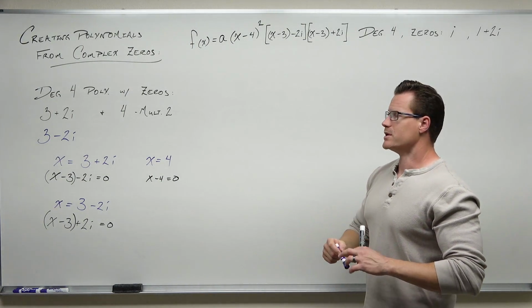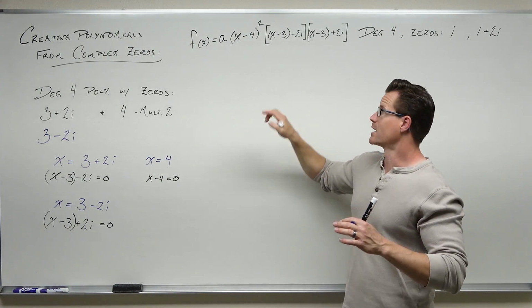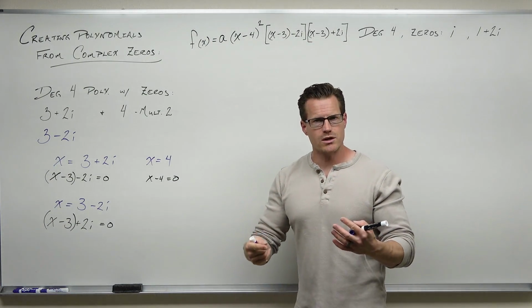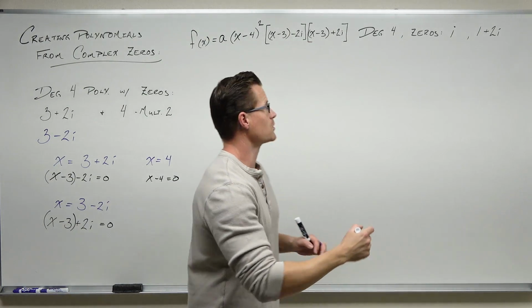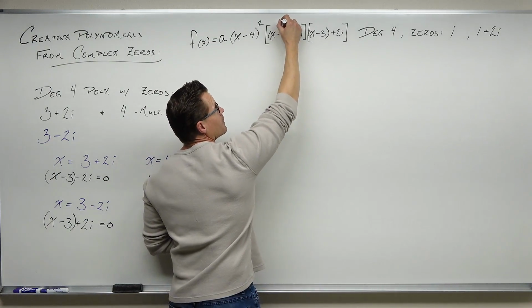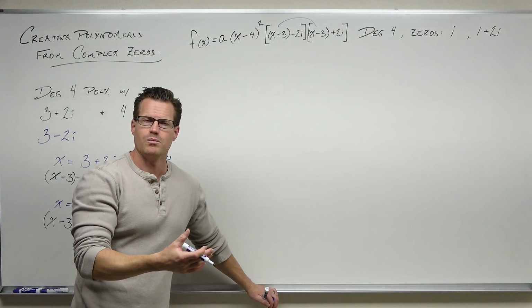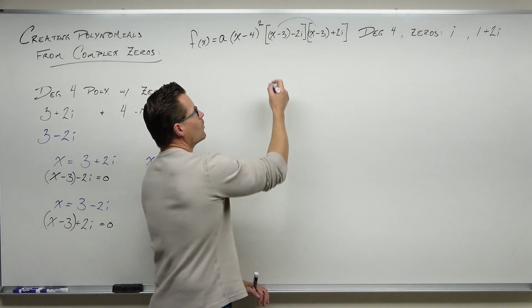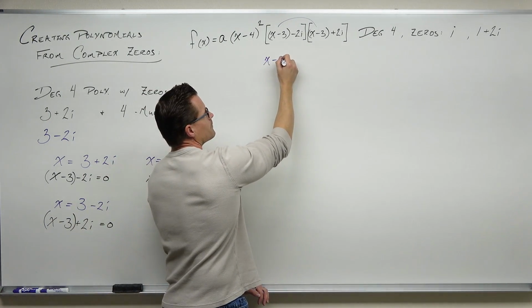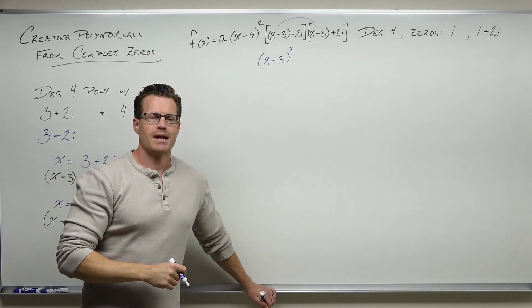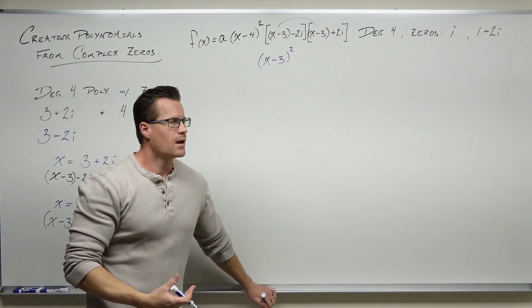And when you distribute it, we're going to treat this like 2 terms and 2 terms. So when we distribute, because we've grouped those first 2 terms in each factor, we're going to think of this as x minus 3 times x minus 3. But what is that really? Well, that's x minus 3 squared.